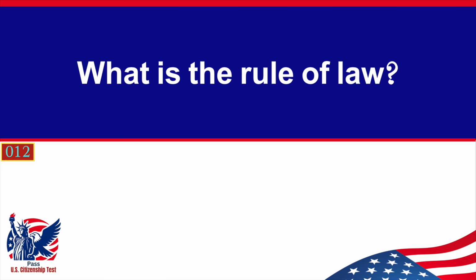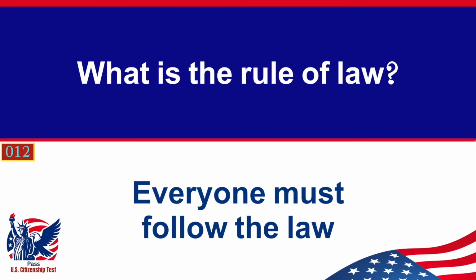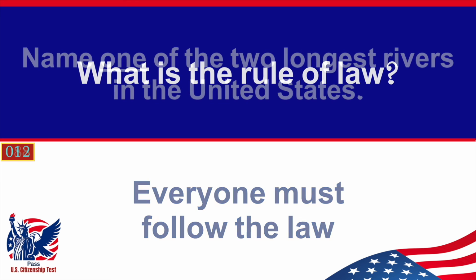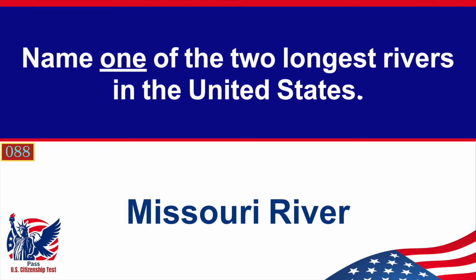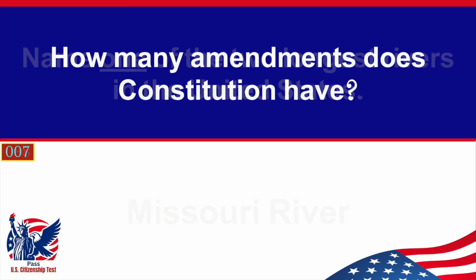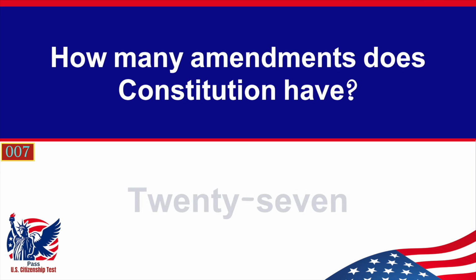What is the rule of law? Everyone must follow the law. Name one of the 2 longest rivers in the United States. Missouri River. How many amendments does the Constitution have? 27.